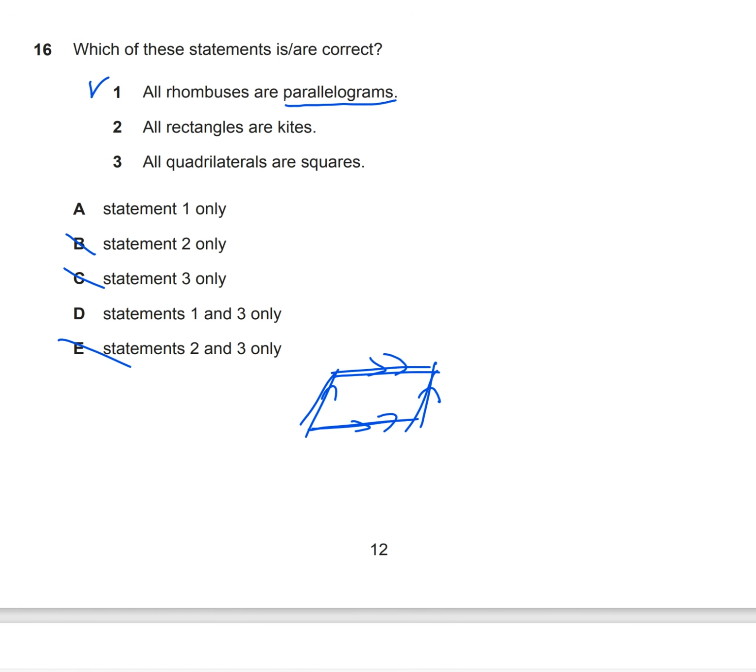Okay? All rectangles are kites. Now this is not correct. A kite is a special type of a quadrilateral, and in fact it's not a rectangle, because in a rectangle, the opposite sides must be the same, whereas in a kite, the adjacent sides are the same. Okay, so 2 is not correct.